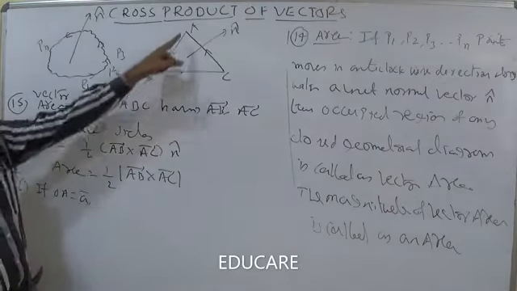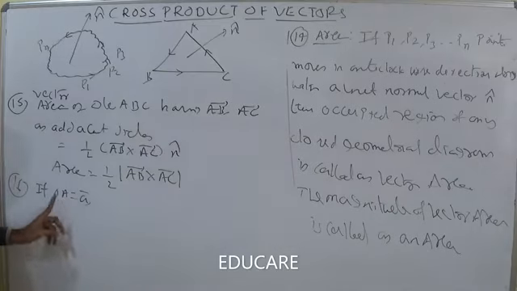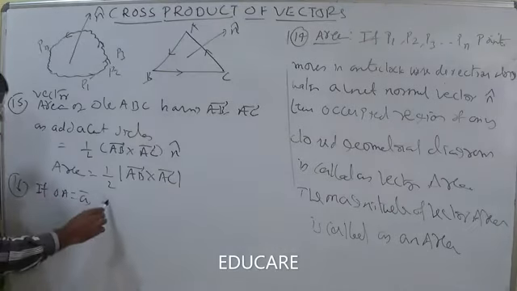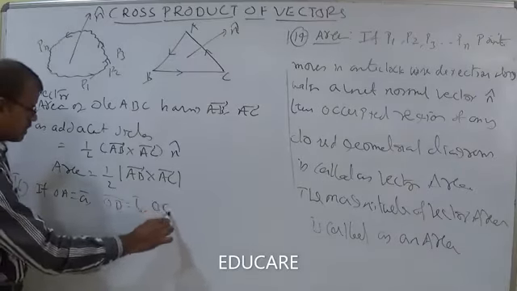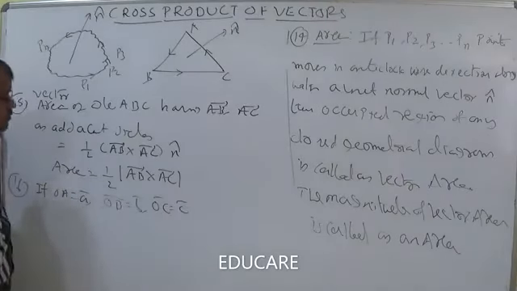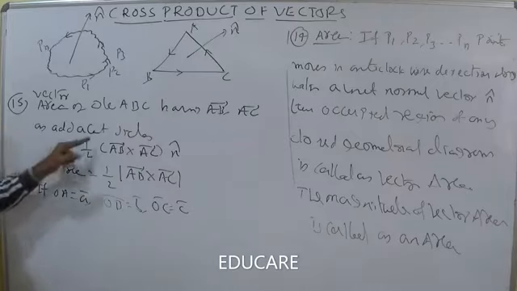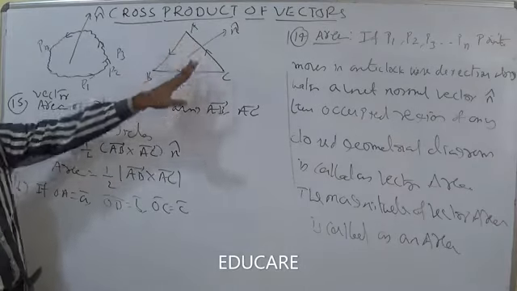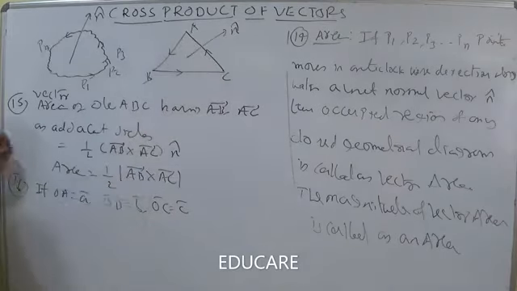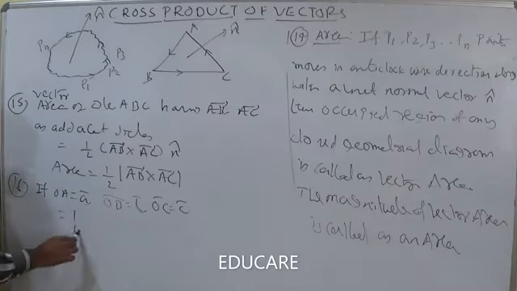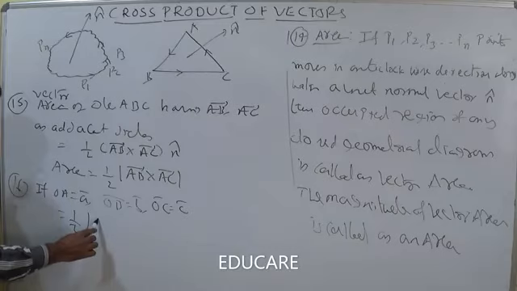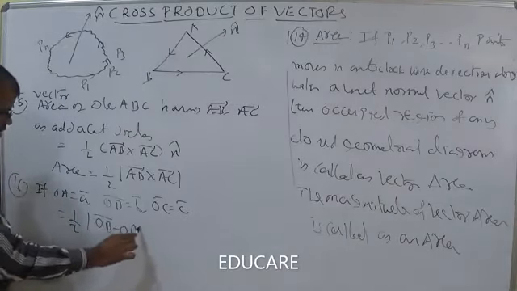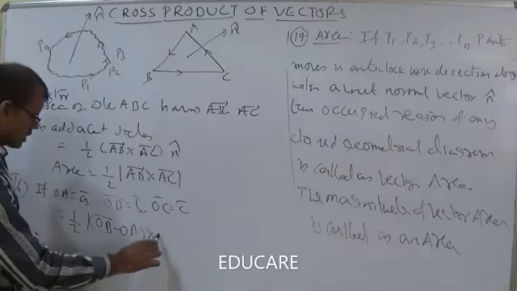If he gives vertices or position vectors, you should consider OA equal to A bar, OB equal to B bar, and OC equal to C bar. If he says the condition is AB and AC are adjacent sides, simply use the formula. If he gives the condition, then you should calculate this as OB minus OA.